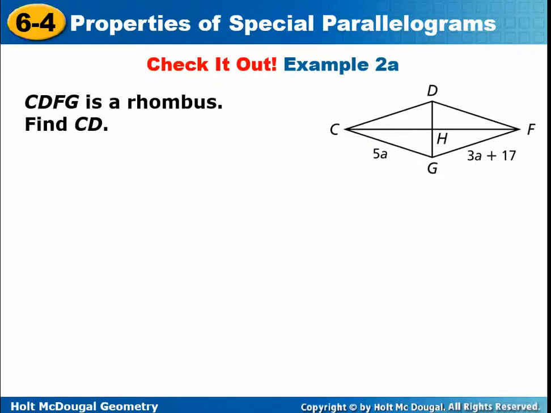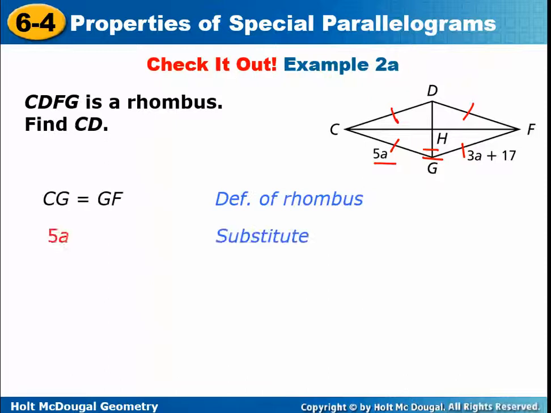All right, here's another example of a rhombus. They want us to find side CD. So when you write two capital letters next to each other, it means find the length of that side. But I don't have any expressions for that side, but I do remember that in a rhombus, all the sides are congruent. So I can write that 5a equals 3a plus 17. Solve for a. Minus 3a would be 2a equals 17. So a is 8.5, and then this will probably be easier to plug it in here.